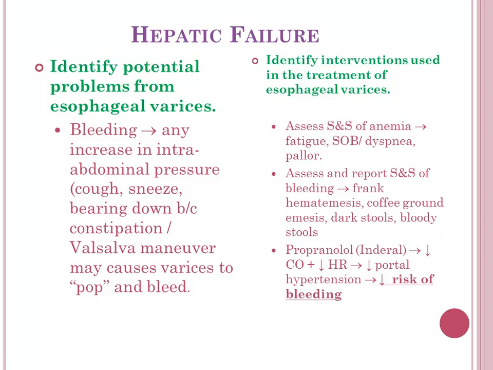Because again, they can also get these varices in their stomach, and so the blood may go from the stomach downstream and then it'll come out through the rectum, and that's what you're getting, that dark stool. Again, propranolol is used to reduce the risk of bleeding. So we cannot directly measure portal hypertension. We can only measure blood pressure.